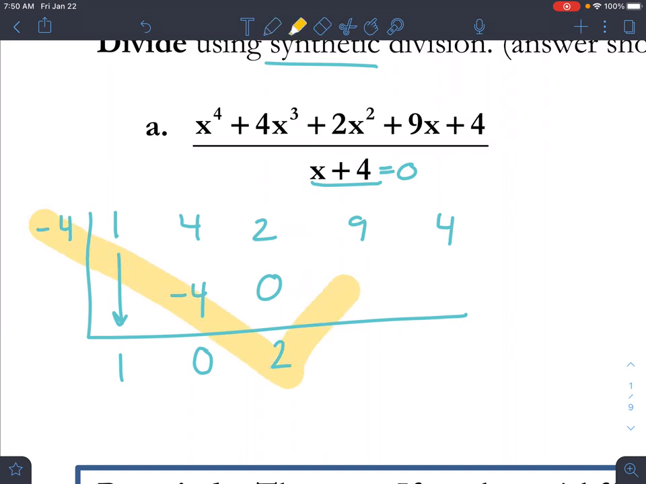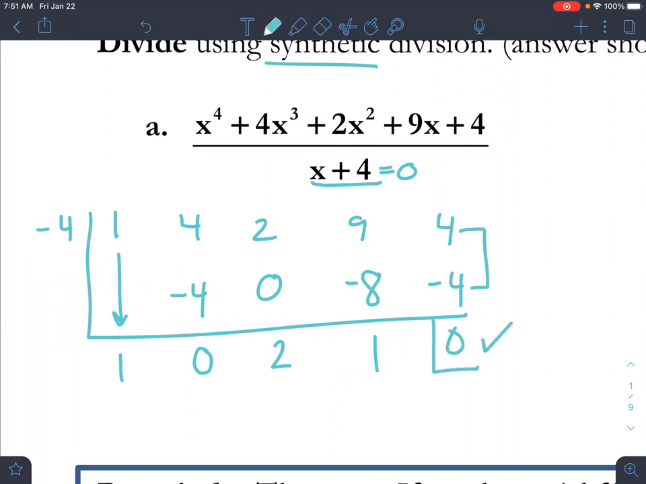Negative 4 times 2 is negative 8. 9 plus negative 8 is 1. Okay, negative 4 times 1 is negative 4. And negative 4 plus 4 is 0. Okay, which is exciting because that means the remainder is 0. So what do we have left?